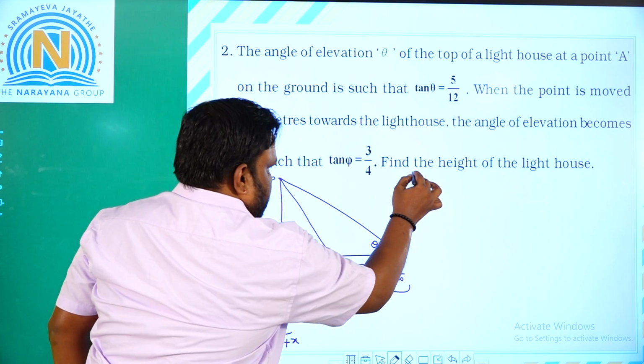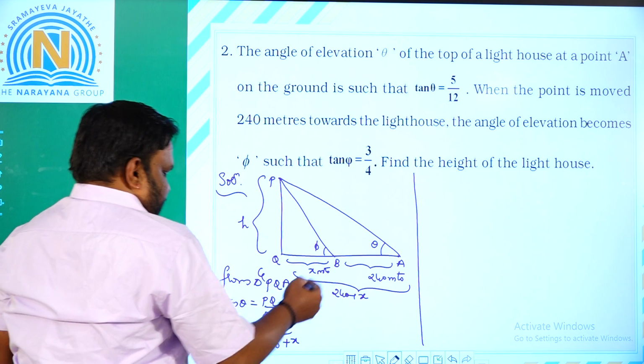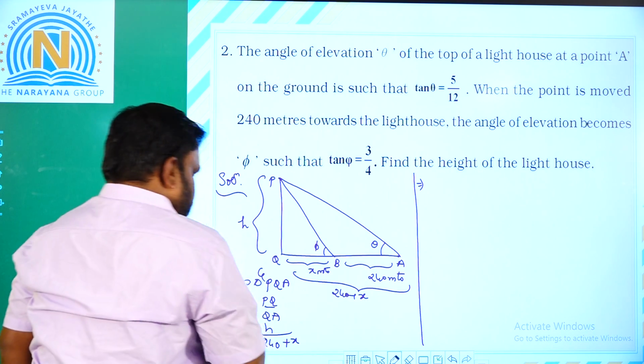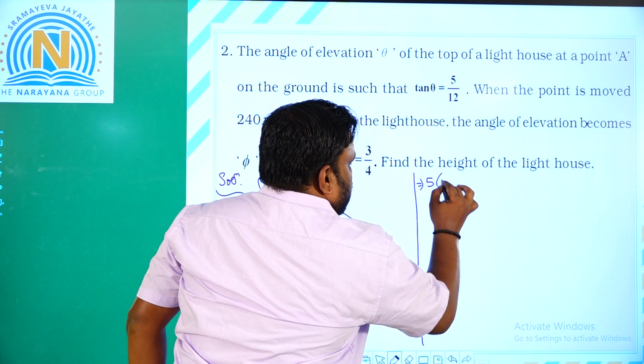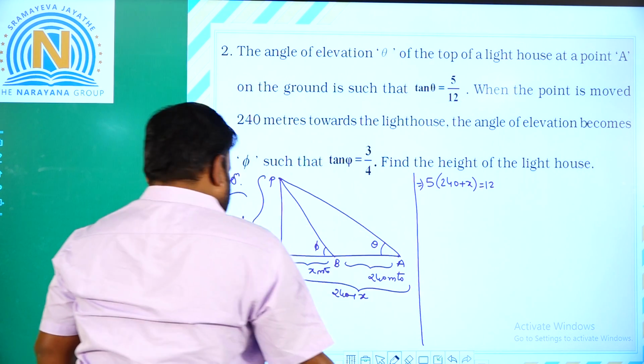Right? This is QA. From here, what we will do? Let us form an equation right here. So 5 into (240 plus x) is equal to 12h.